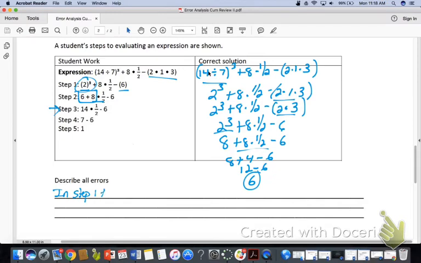In step 1, they evaluated the exponent same way they did last time, incorrectly. They multiplied 2 times 3 to get 6, or to get a product of 6. I want to use product, not just to get. Product is one of those words. It's an answer. Product of 6.